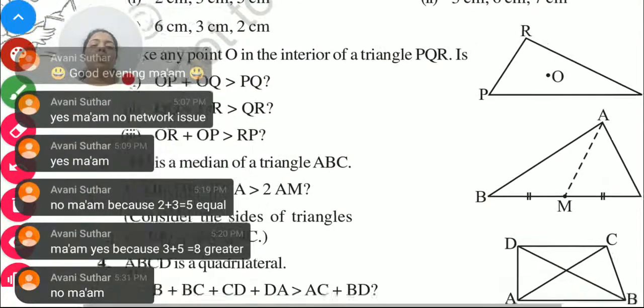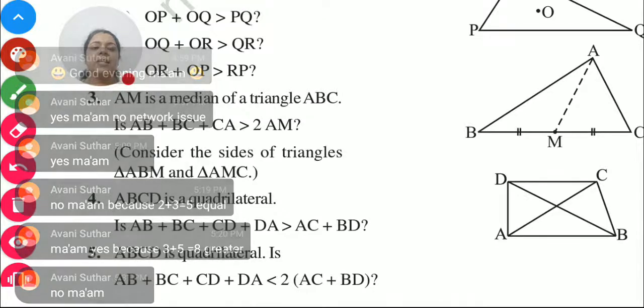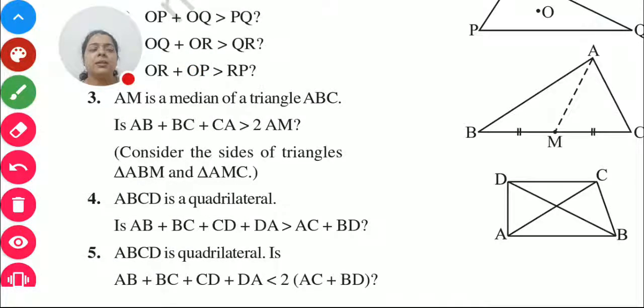So now we are coming to question number 3. Let's go for question number 3 now. What is this question? Question number 3 says, AM is a median of a triangle ABC. Okay, fine. AM is the median. Median means what? Which is dividing the base line into two equal parts. If AM is here and it is a median, it is dividing BC into two equal parts, means it is the midpoint of BC, means BM is equal to MC.